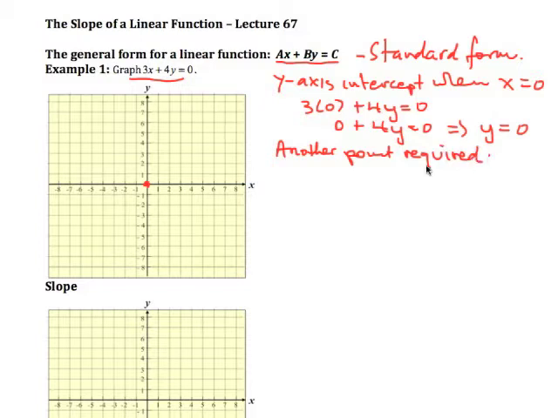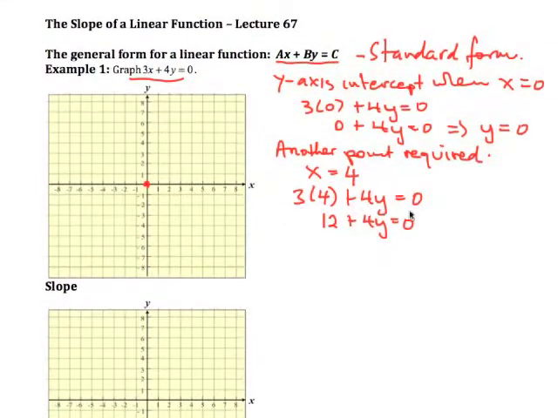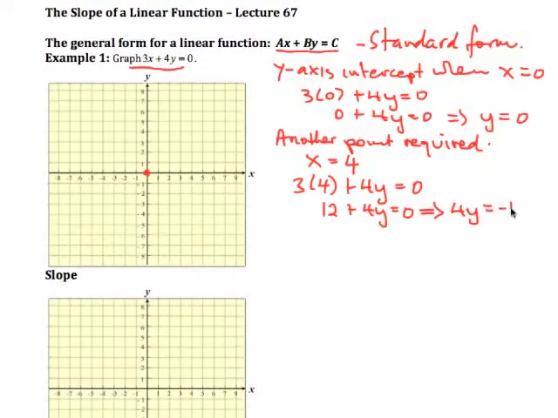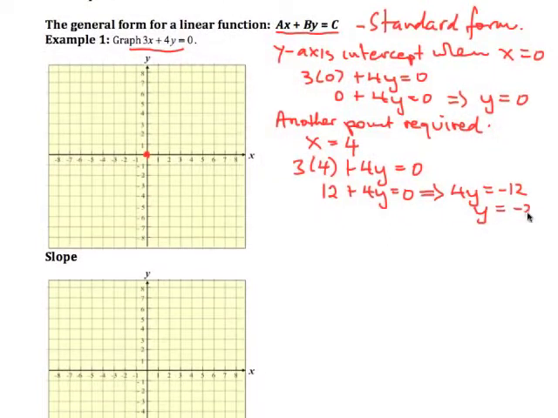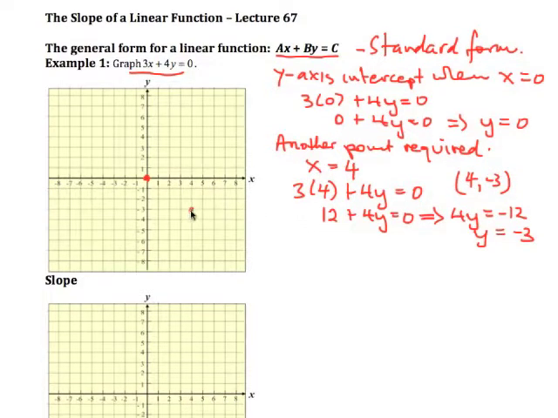And you can choose any point you like, but you try and think, well, what's going to be an easier one to get? So what if I was to put in x is equal to 4? Then I'd have 3 by 4 plus 4y equals 0, so I'd have 12 plus 4y equals 0. And the reason I put 4 in there, of course, is because I'm going to be able to divide through. So this implies that 4y equals negative 12, or y equals negative 3. So our point will be (4, negative 3). So 4 is here and negative 3 is here.